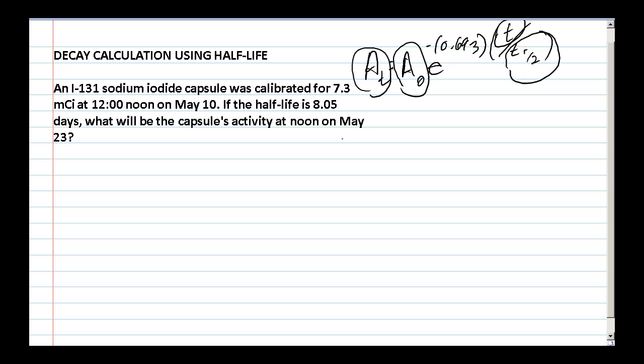So the first thing I like to do is find t, because if you can't figure out what t is and you can't do that correctly, you might as well not go on because you're going to get the wrong answer anyway. So the time is from 12 on May 10th to 12 on May 23rd. So that is 13 days.